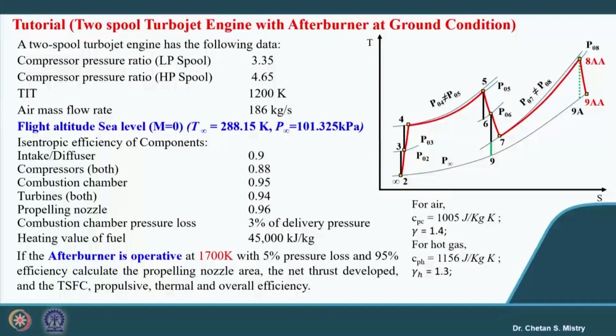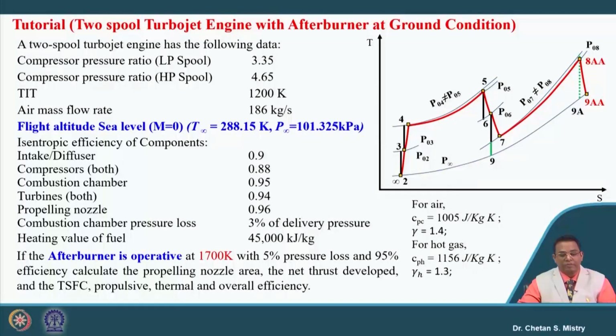So, in the last lecture we were discussing the numerical, where we discussed the 2-spool turbojet engine with afterburner, and we were discussing the ground condition. The parameters we have selected are: compression ratio of LP spool 3.35, compression ratio of HP spool 4.65, turbine entry temperature 1200 Kelvin, and air mass flow rate 186.